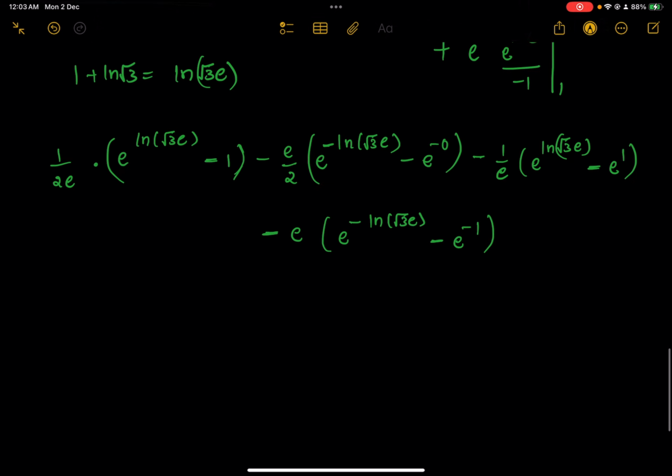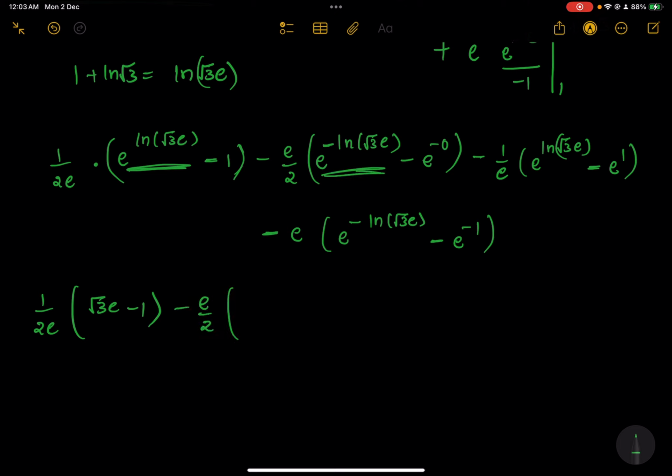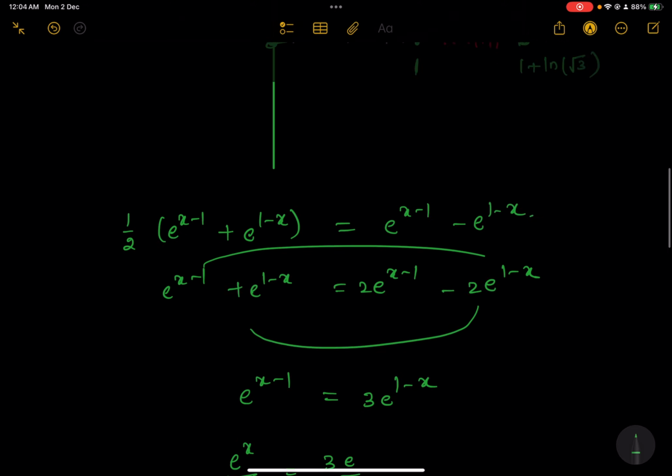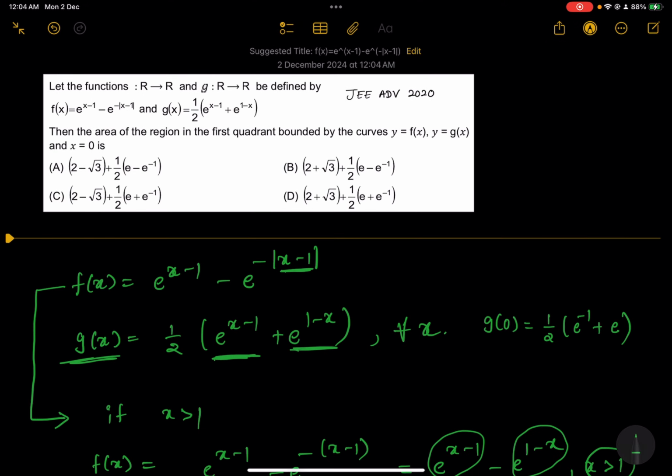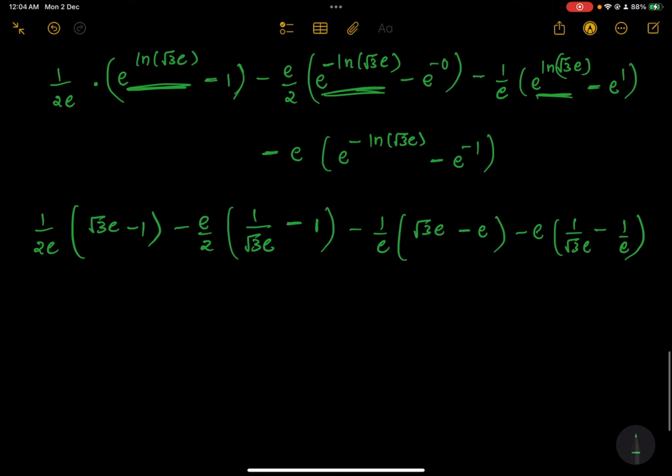So this we have to find out. This is 1 by 2e, this will be root 3e minus 1, minus e by 2. So this will be 1 by root 3 e minus e power 0, which is 1 minus 1 by e. Again this is root 3e minus e minus e. This is 1 by root 3 e minus 1 by e. Oh my god. Okay, how is the answer? Okay, e and e inverse. Okay, the answer is in terms of e and e inverse. Okay, fine.